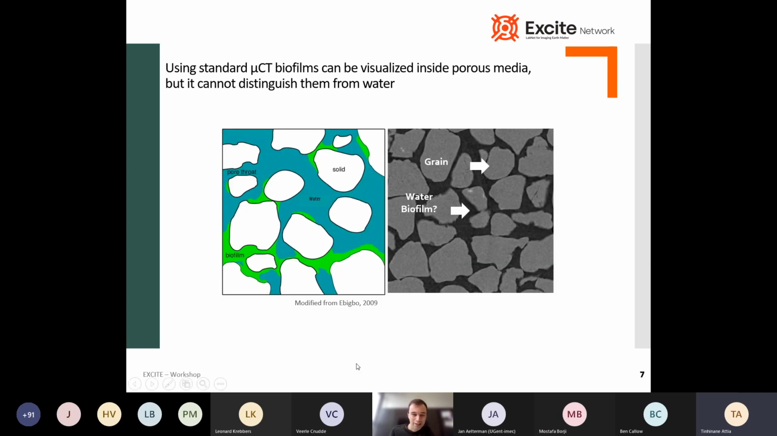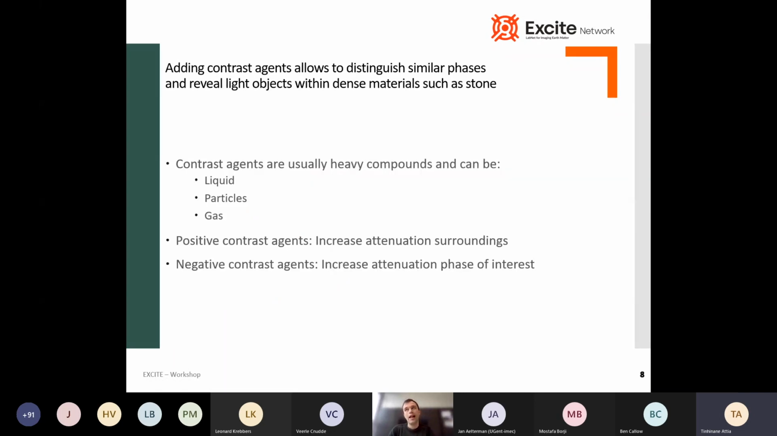So if you have bacteria which are growing in between sand grains, for example, which are here in green, you can see the water, you can see the sand grains. If you would make a microscopy image from that, you will almost see nothing. Well, you will see the grains and you will see a phase in between, which is water and biofilm, but it's impossible to see the difference between the two. So what you can do is add a contrast agent which will allow you to distinguish these similar phases, and it also allows you to reveal light objects within dense materials such as stones.